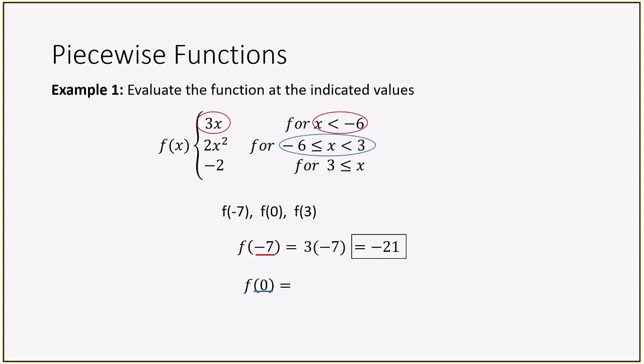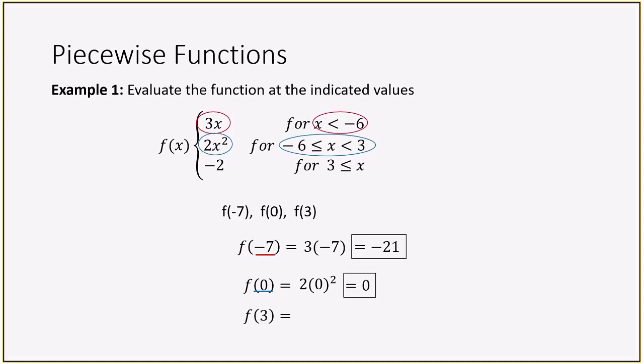To see it again, f of 0. Okay, well, I look up at my function. What section does that fall into? It falls into between -6 and 3, f of 0. So now I'm using the middle function. I plug in 0 for x, I solve. I get 2 times 0 squared, well, 0 squared is 0. 2 times 0 is 0, and I have my answer.